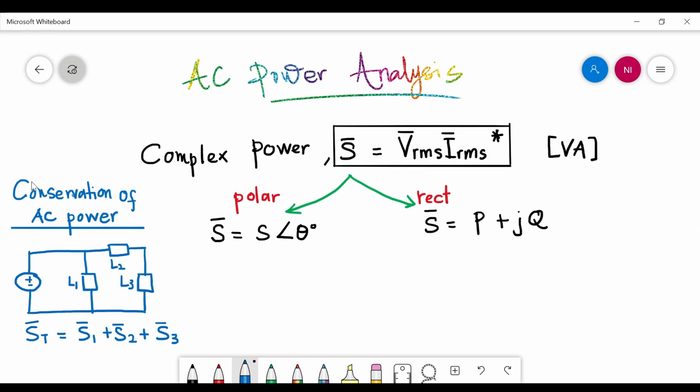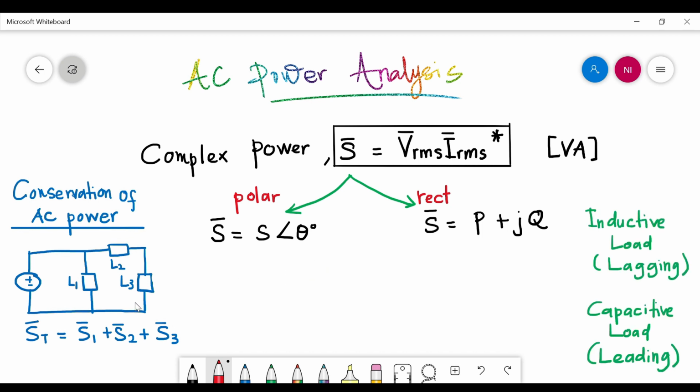Okay, conservation of AC power relates to this complex power. If you want to get the complex power for the source, it will equal the respective sum of the individual loads. So if you have three loads, the total complex power will equal complex power 1 plus complex power 2 plus complex power 3. This is not the Z. If you do it like that, it's wrong. So don't write Z1 plus Z2 plus Z3. This is not the conservation of AC power.